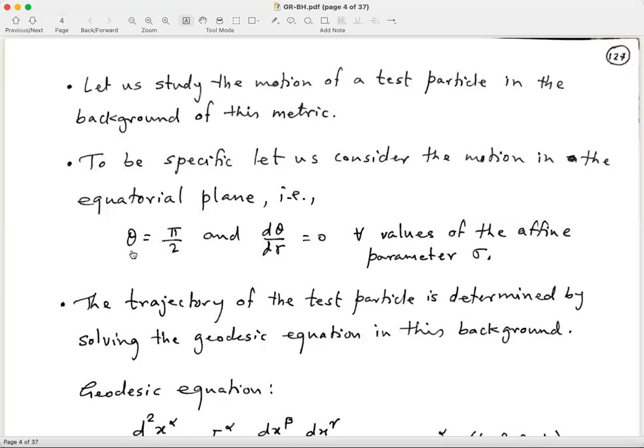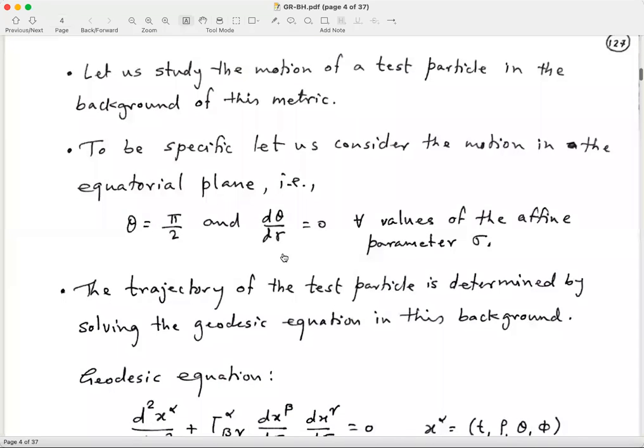Okay, you do not look at a plane which is not containing the original point mass. Once the point mass is on that plane, then every plane can be treated as an equatorial plane by using the rotational symmetry. And we'll set theta equals pi by 2 and d theta by d sigma equals 0, just telling you that theta will never change, which is basically an effect of conservation of angular momentum.